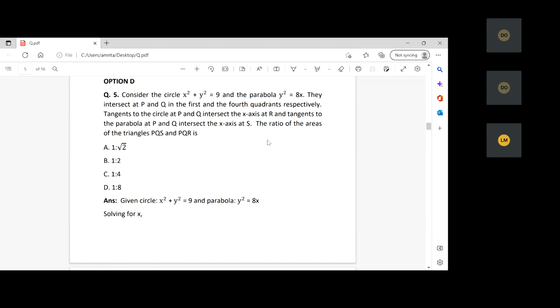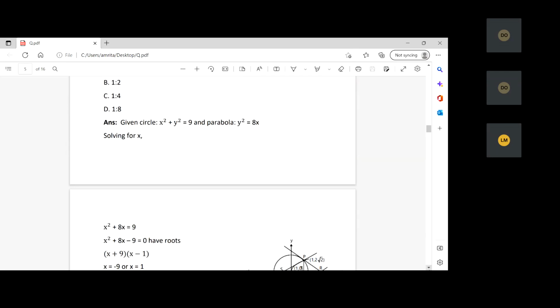P is in the first quadrant and Q is in the fourth quadrant. So you can think about the sign here. Then there are tangents to the circle at the points P and Q. They intersect the x-axis at R. And for the parabola, it intersects the x-axis at S. You need to find the ratio of these two triangles. It's PQS and PQR. So initially, you need to find out the value of P and Q.